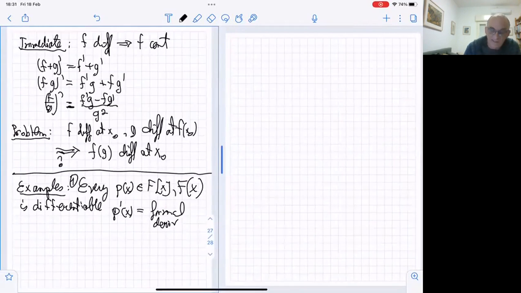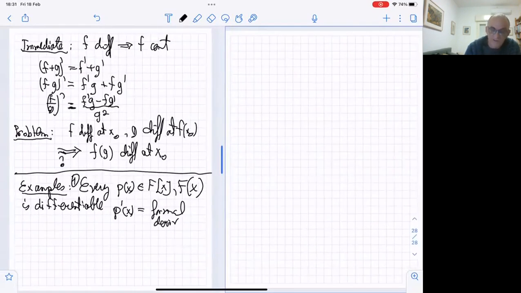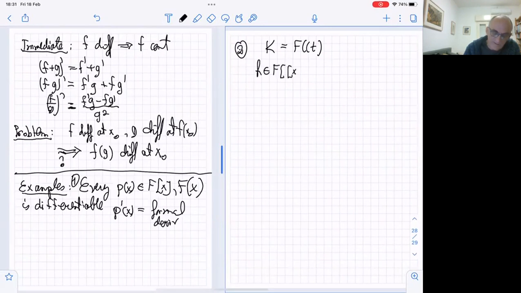Let's look at the second example of the power series. So if K is the power series field, and now, of course, polynomials, everything is fine with respect to K, but now let's look at formal power series with valuation greater than 0. So h of 0 is 0.